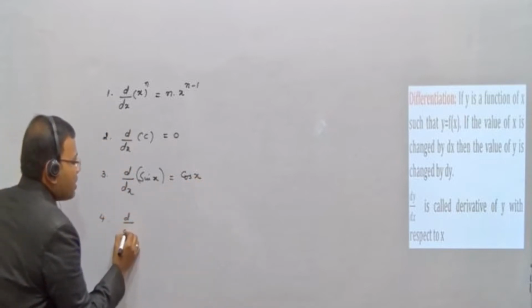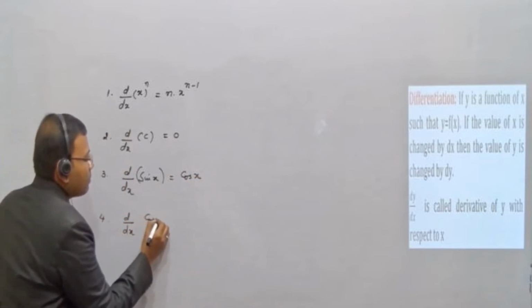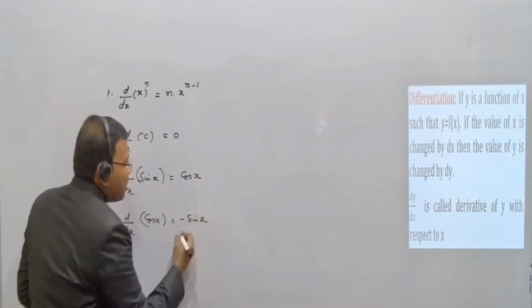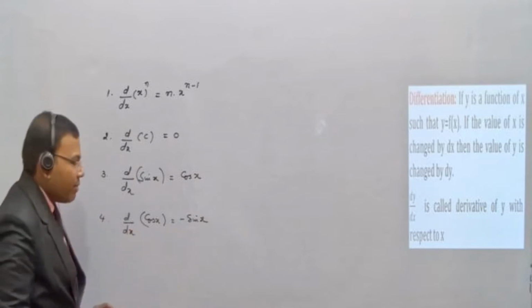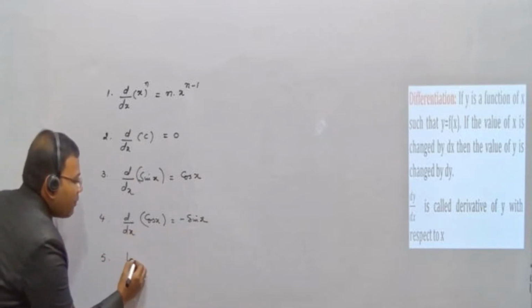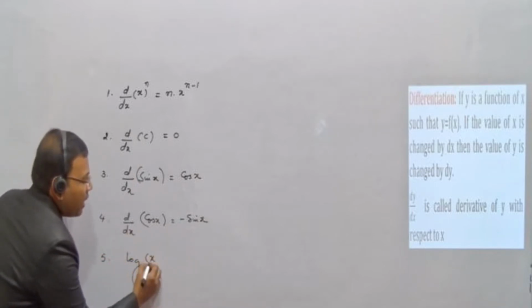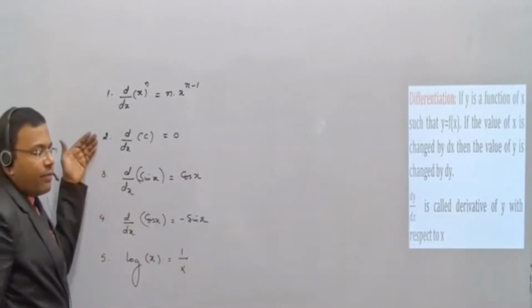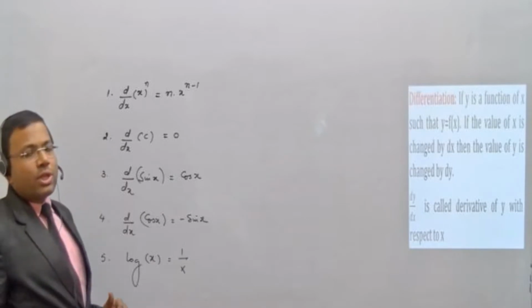Differentiation of cos x, it is minus sin x. Minus sin x. The fifth one, differentiation of log x. तो हम इसको लिखेंगे 1 by x. So these are the differentiations what we are going to use in our physics.